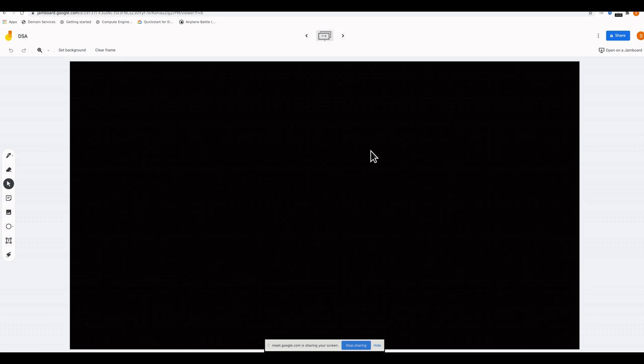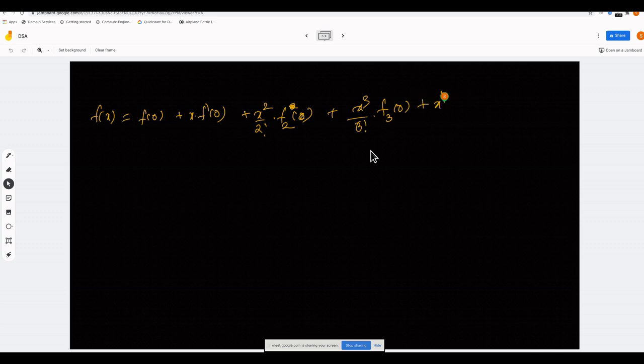Which means your f of x is equal to f of 0 plus x into f dash of 0, let me call it f1 of 0, plus x squared by 2 factorial into f2 of 0 plus x cubed by 3 factorial into f3 of 0 plus x power 4 by 4 factorial into f4 of 0 plus so on plus x power n by n factorial into fn of 0 plus so on.